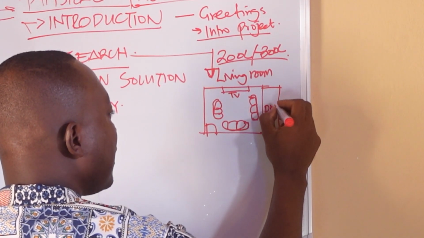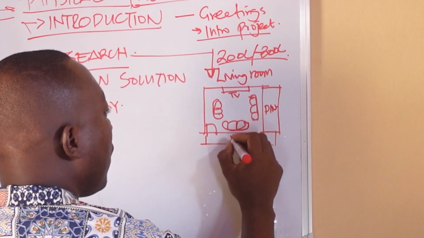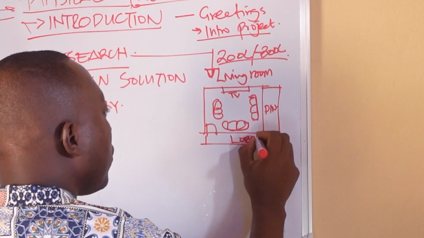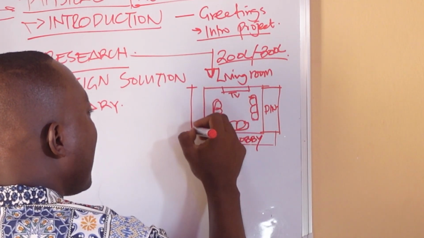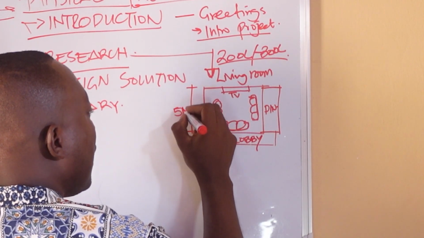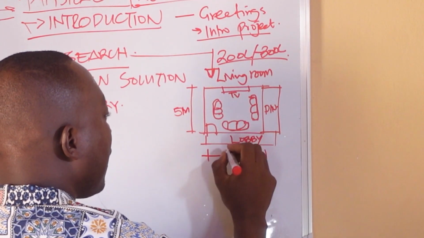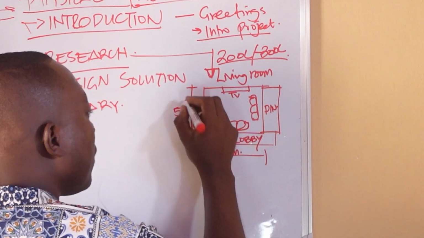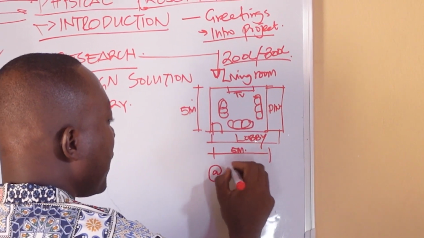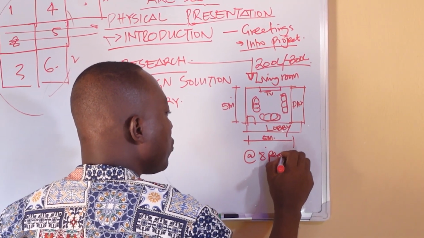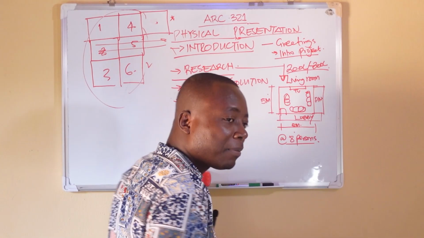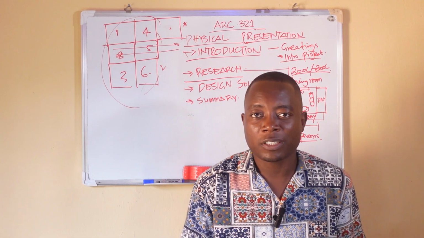Maybe here is the dining, and here's the lobby into the house. So my research is going to focus on this, and it's also going to focus on standards. Let's say this is a 5-meter by 5-meter space for a living room, for maybe, let's say, 8 persons. So my research should focus on standards and acceptable averages.